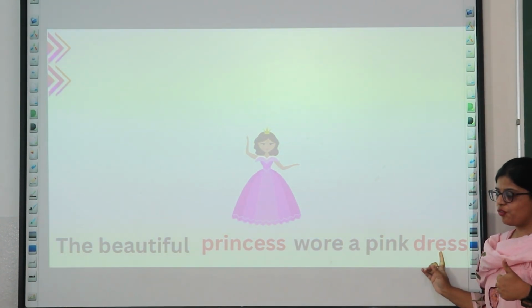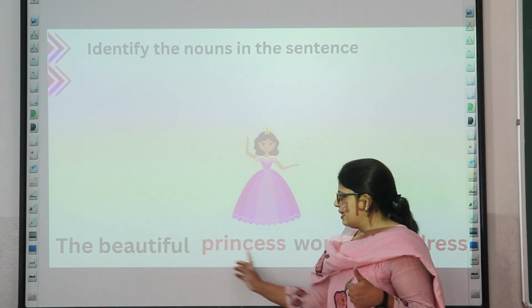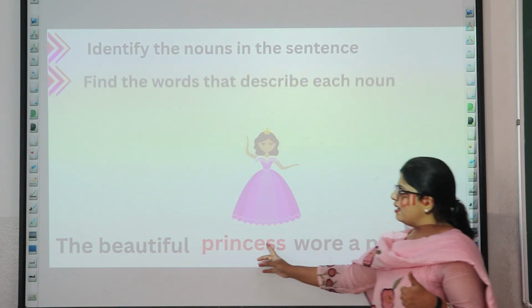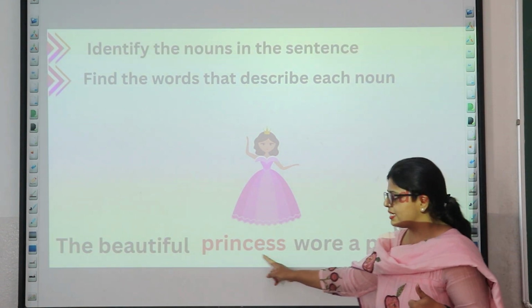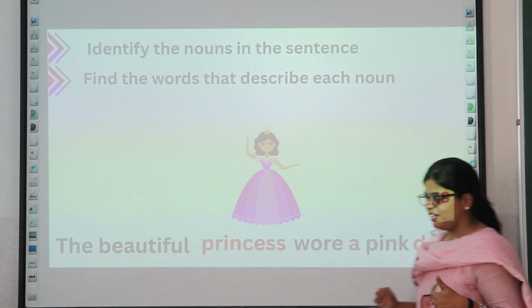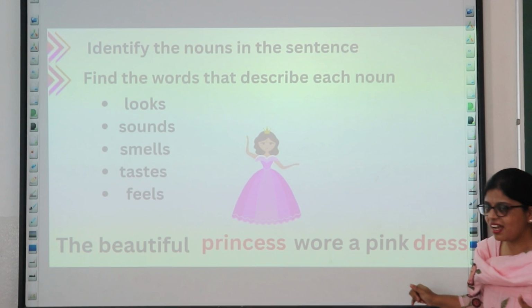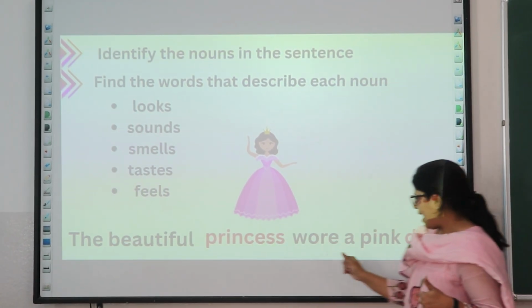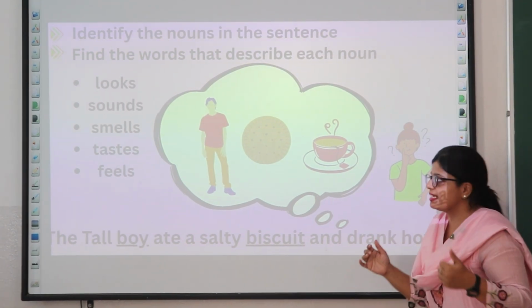Now we should look for the words that describe both the nouns. Here let's look for the word that describes the looks. Princess, how does she look? Beautiful. And how does this dress look? Pink. So what are the adjectives here? Beautiful and pink.